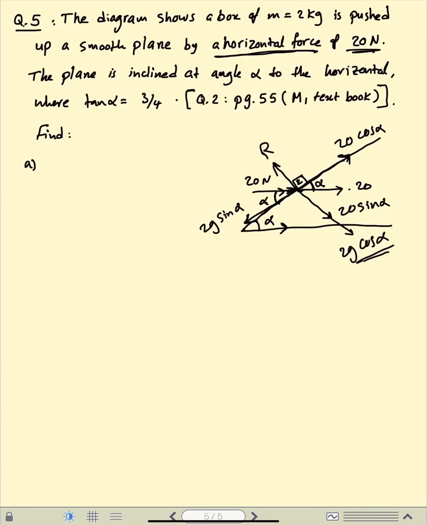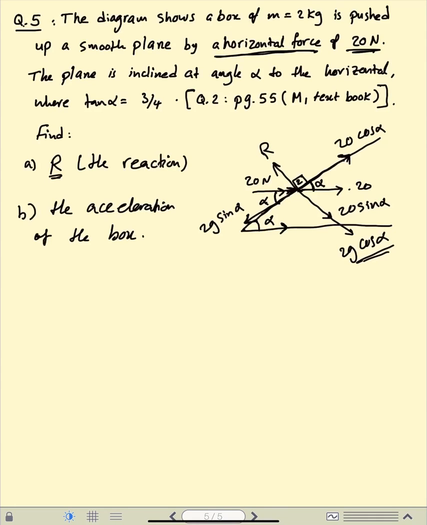What does he want in the question? In part A, he wants R. Find R, which is the normal reaction force. In part B, he wants a, the acceleration of the box. Good? That's the question once.